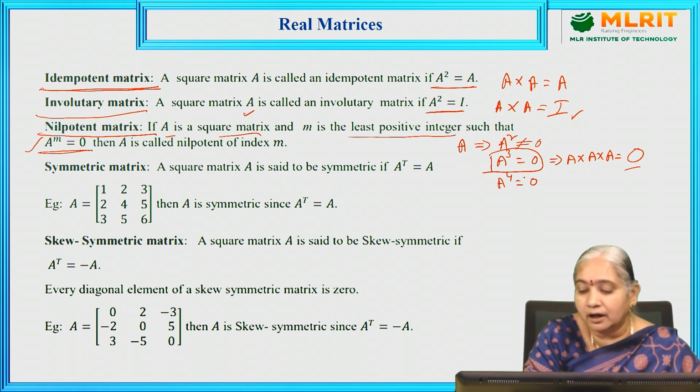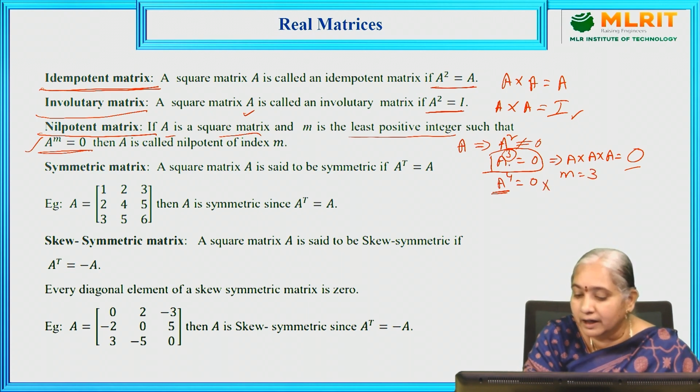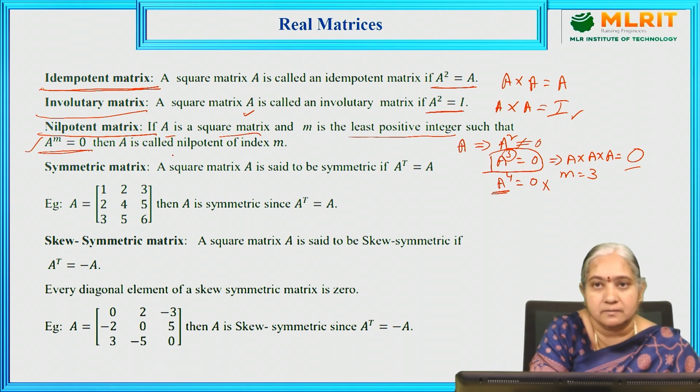But here we also got A power 4 equal to 0, but we take the least positive integer, that is 3. Whenever we get A cube equal to 0, we take the index of the nilpotent matrix as 3. So here m equal to 3. So we should not consider the other one. So consider the index of the matrix A is 3 and the matrix A is said to be a nilpotent matrix. So these are all various types of matrices and their properties.